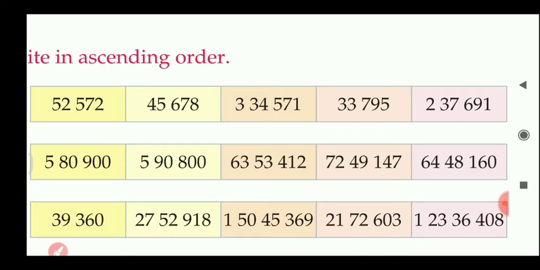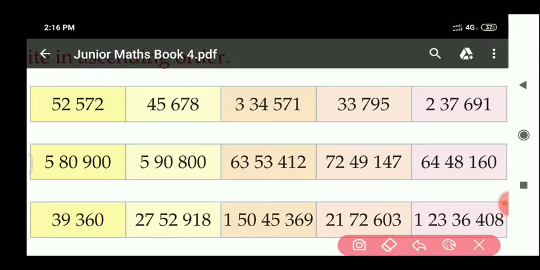Okay. And compare also. You can see the first number 52,572, and it is given up to the thousand place. 45,678, and it is given up to the thousand place. 3,34,571, and it is given up to the lakh place. 33,795, 2,37,691. We can see clearly here three numbers are given up to how much? Thousand please. These three numbers, and two other numbers are given up to the lakh place.